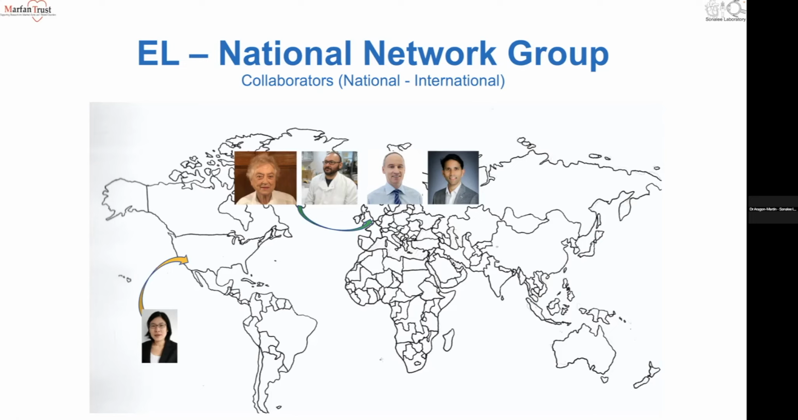Also, we are building an international group on EL research, but at the moment, this is being discussed. One of our international collaborators is here on the bottom left, Dr. Don Sims from California.